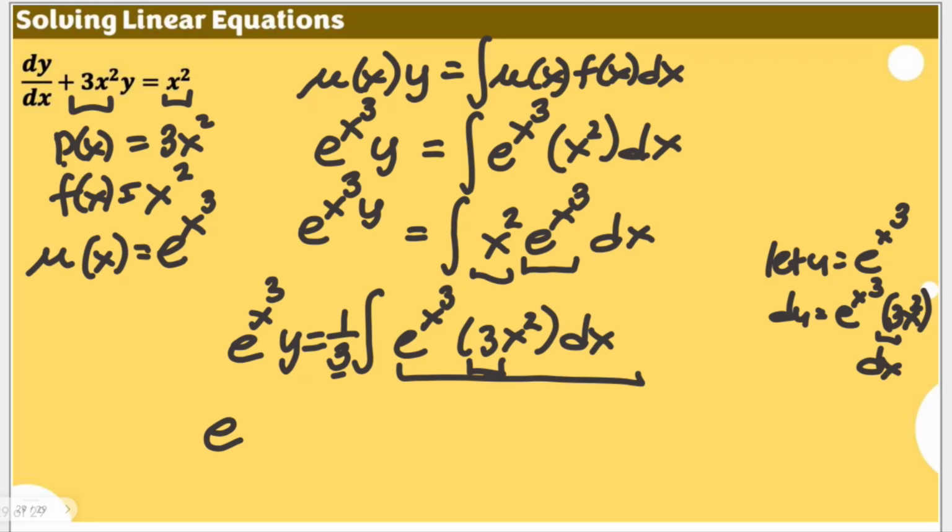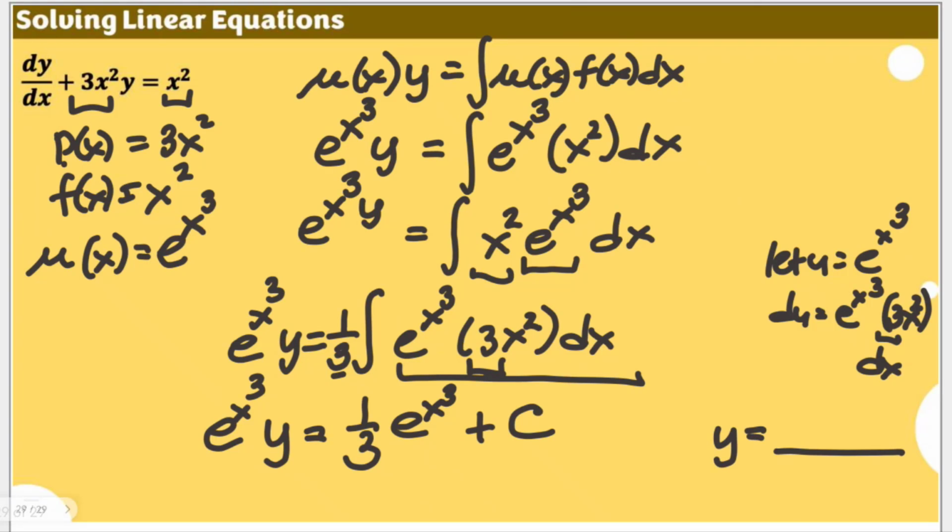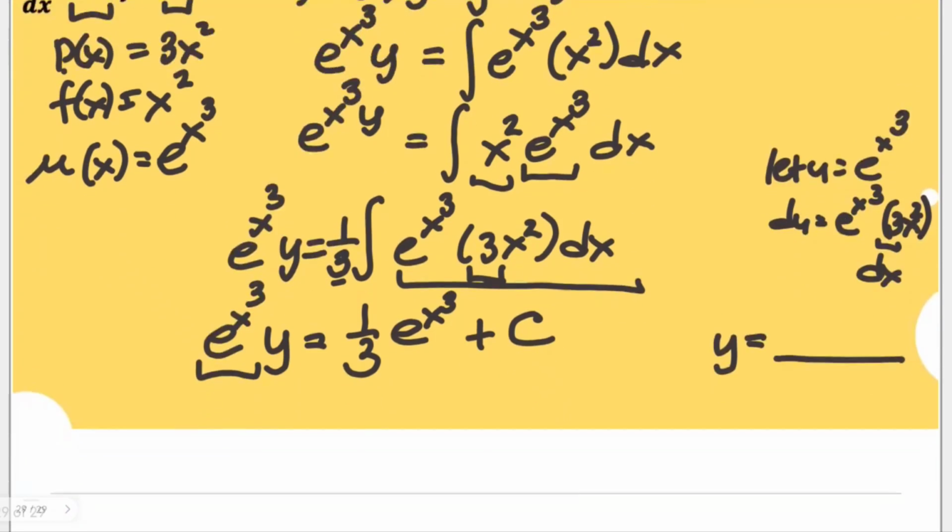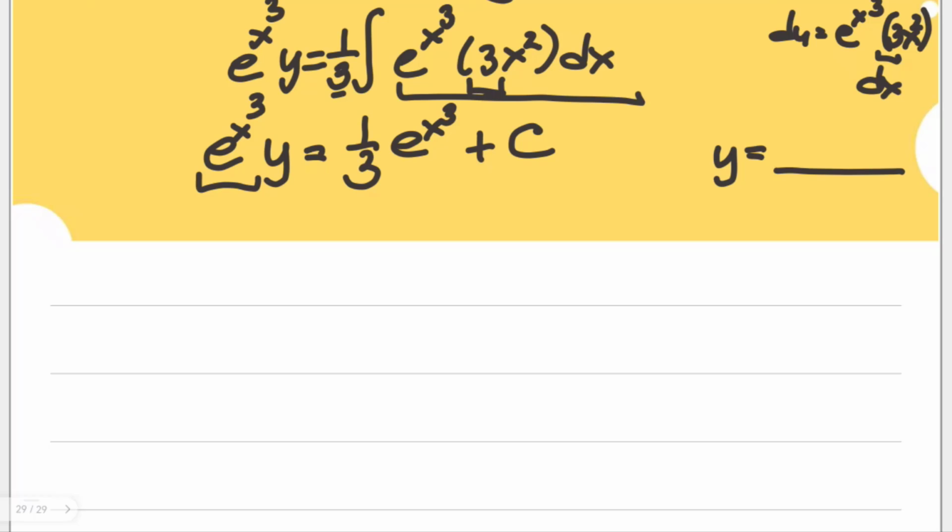So you have here e to the power of x cubed, then this y here is equal to 1/3 and the integral of this entire expression, which is just e to the power of x cubed plus c. Okay, so plus c, we have the function, we have the arbitrary constant c. The next step here is we would like to have a solution in terms of y is equal to something. So we'll be removing this expression. And how do we remove that expression? We can divide both sides by e to the power of x cubed to cancel that. Or another way is to multiply both sides by e to the power of negative x cubed.